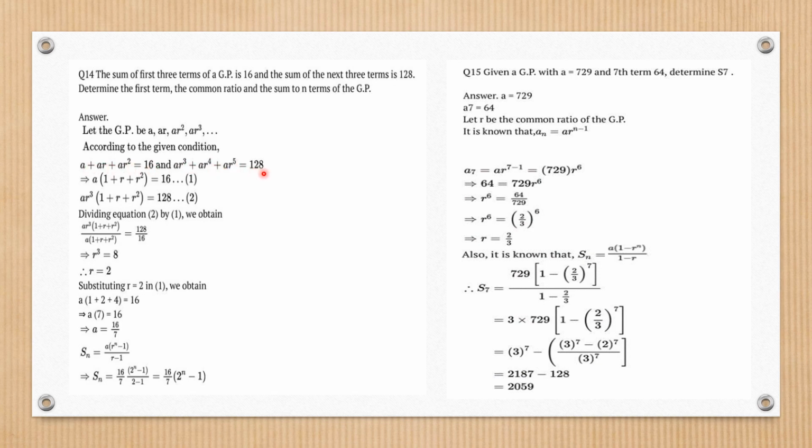This sum is 128. From here I can take A common. This becomes equal to 16. From here also I can take A and AR cube common, and I'll get this.